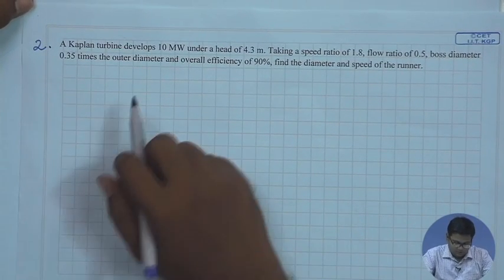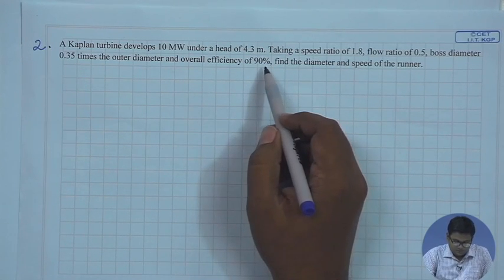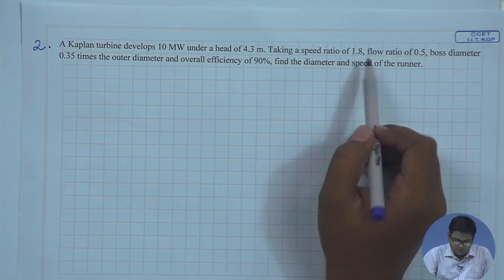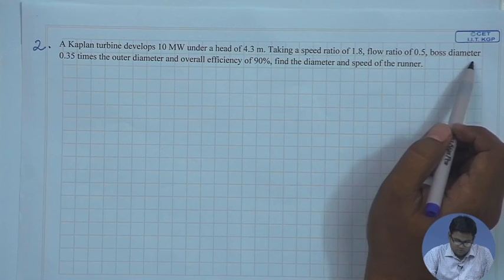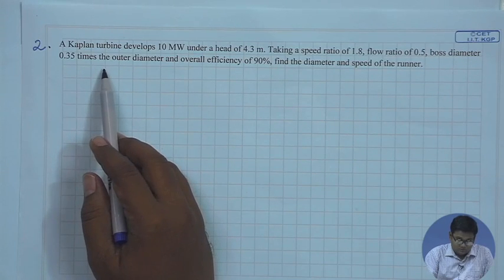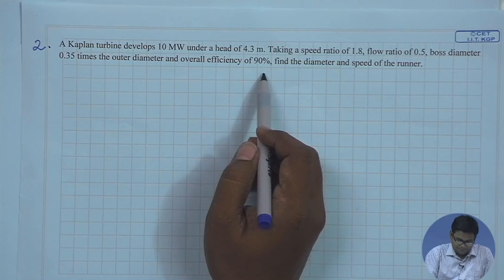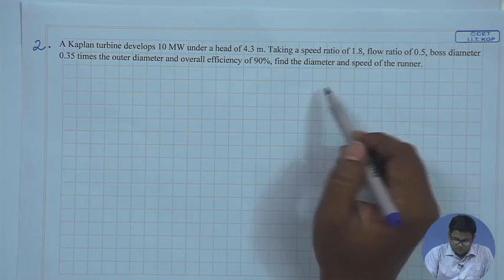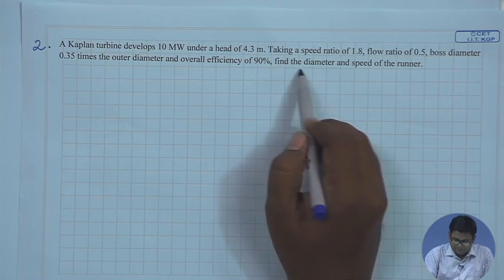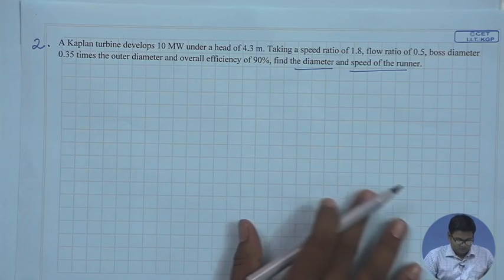So a Kaplan turbine develops 100 megawatt of power under a head of 4.3 meter, taking a speed ratio of 1.8, flow ratio of 0.5, boss diameter 0.35 times the outer diameter, and overall efficiency of 90%. Find the diameter and speed of the runner. So we have to find out the diameter and speed of the runner for the given parameters.